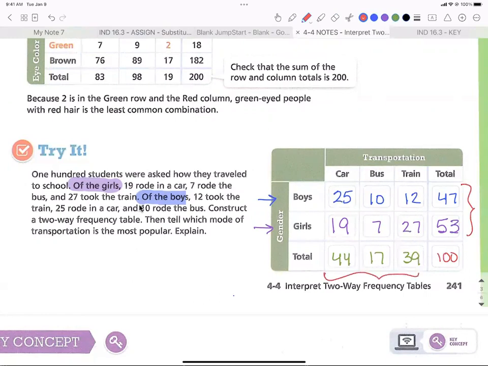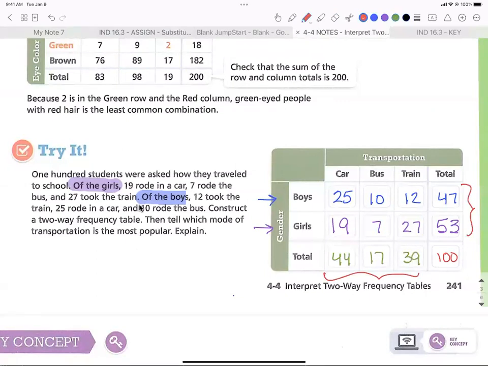Okay. And then it says, tell which mode of transportation is the most popular. So of the car, bus, and train, which one is the most popular? Car, because there was 44 of the 100, 44 picked car. Okay. What if I ask you what's the most popular mode of transportation amongst girls?